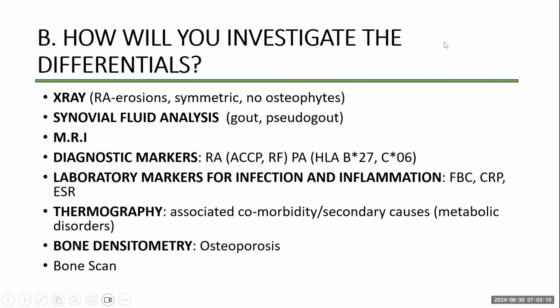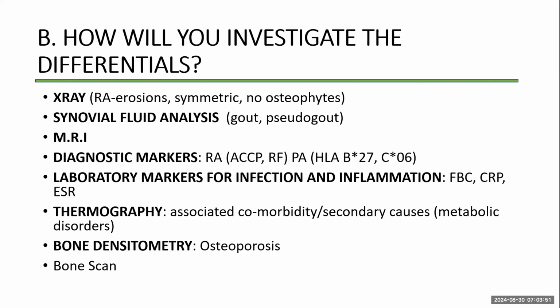So how will you investigate this patient? To investigate the differentials, we can do an X-ray. This can help us differentiate a very close differential, rheumatoid arthritis, where you will typically see erosions, which are mostly symmetric with no osteophytes. Mind you, erosions are very rare in osteoarthritis, except a particular primary type, erosive osteoarthritis, which is mostly found in the hands, but that's actually unilateral as against rheumatoid arthritis that is symmetric.